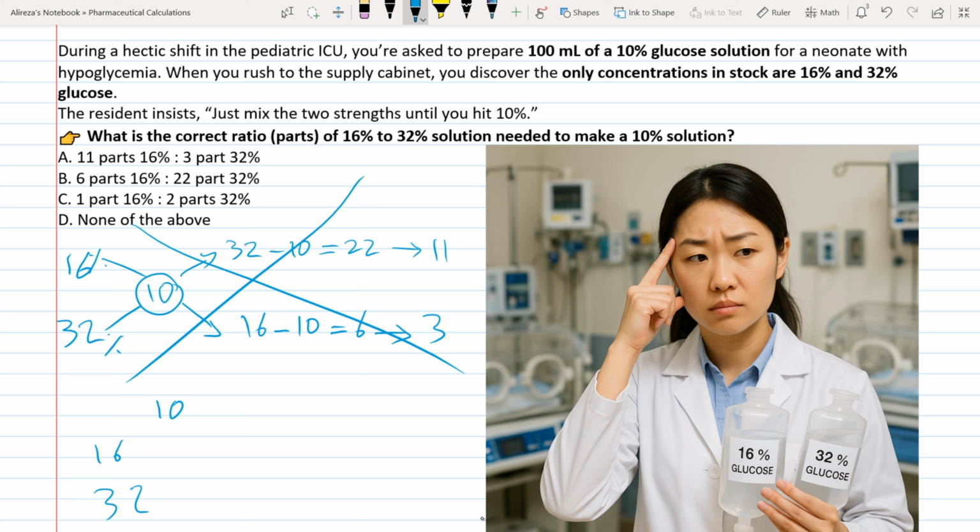Since the 10% is outside of the available range, it is impossible. So before just mixing concentrations, always verify that the desired strength is within the range the available solutions can produce. In other words, when mixing these two, the lowest concentration you can get is 16% and the highest is 32%. So your target should be somewhere between 16 and 32, and 10 is outside of that range.